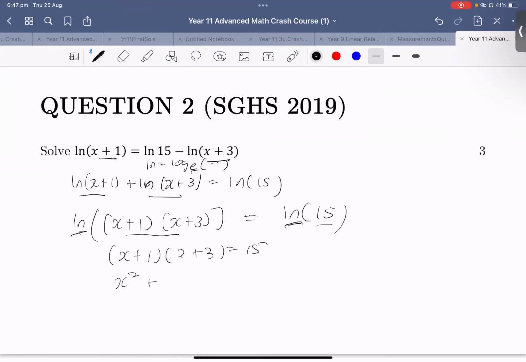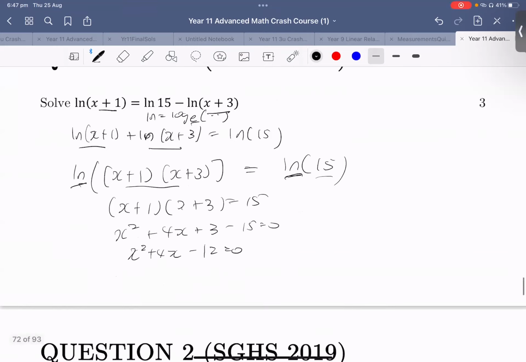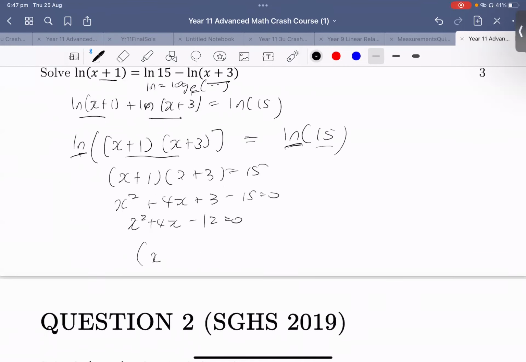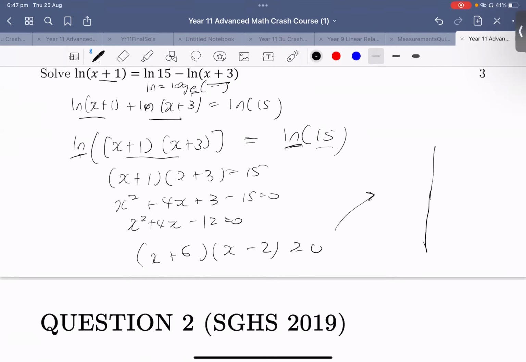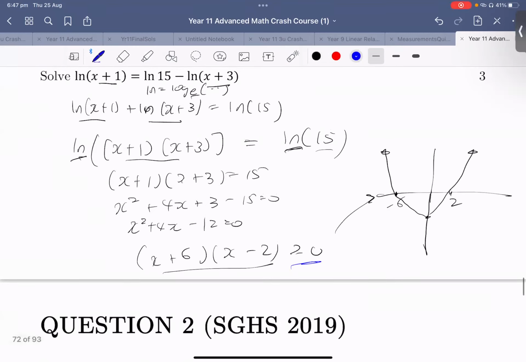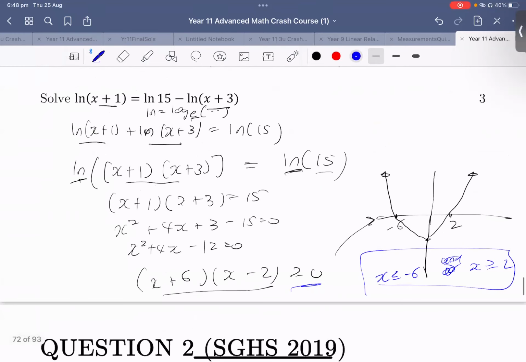x squared plus 4x plus 3 minus 15 is equal to 0. So x squared plus 4x minus 12 is equal to 0. Can you factorize this? Yes, you can. (x+6)(x-2) is greater than or equal to 0. And we can solve this by drawing a simple parabola, which represents this equation here. So the intercepts are minus 6 and 2. The y-intercept, you don't really need to know that. You just need to know where the parabola is greater than or equal to 0. So x is less than or equal to minus 6, or x is greater than or equal to 2. You can say and or or, doesn't matter. Basically, where the parabola is greater than or equal to 0.